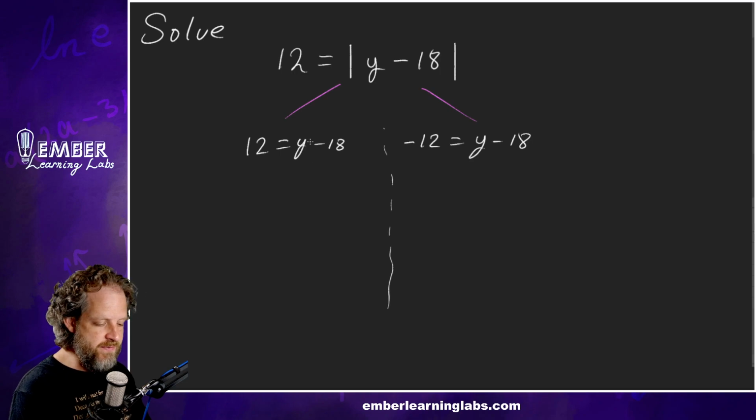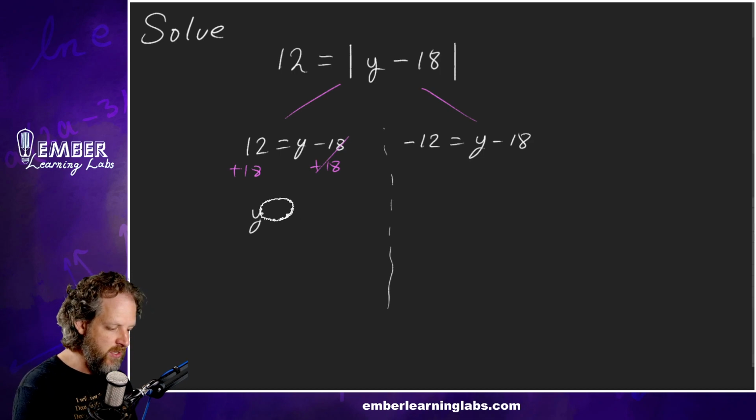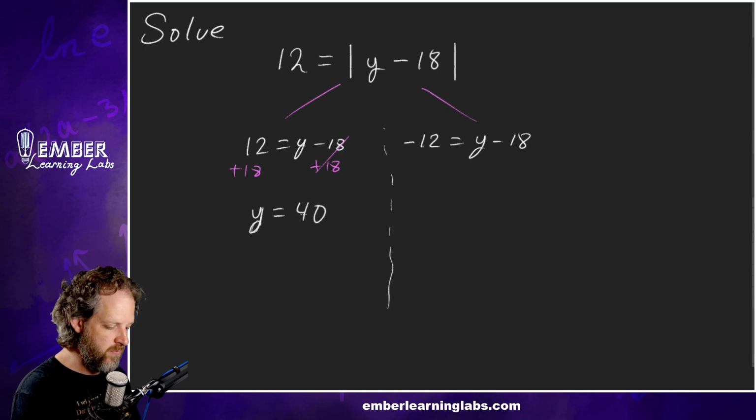So over here, what is attached to the y? Well, 18 is. How is it attached? It's subtracted. So we're going to add 18 to both sides, plus 18, plus 18. That cancels, leaving us with y equals. Also, since this is Algebra 2, you're big kids now, I am including that symmetric property step and switching the y over here, right? So y equals 40.